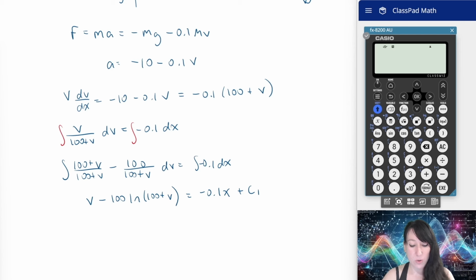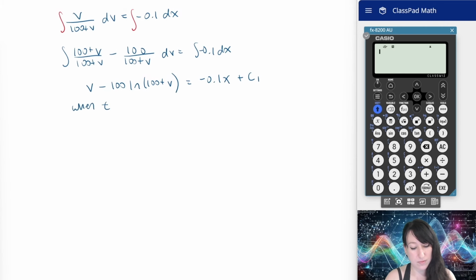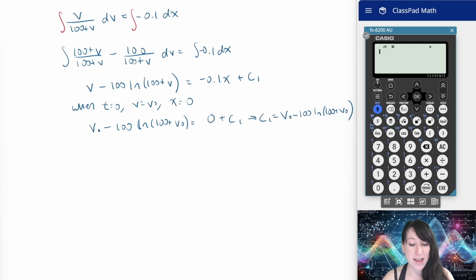Now, for the constant, we know that when t is 0, v is v naught, and x is 0. So we'll get v naught minus 100 ln of 100 plus v naught is equal to 0 plus c1. And because v is going to be positive, I'm not going to need to use the absolute values here on the log. So we have c1. Let's put it all together.